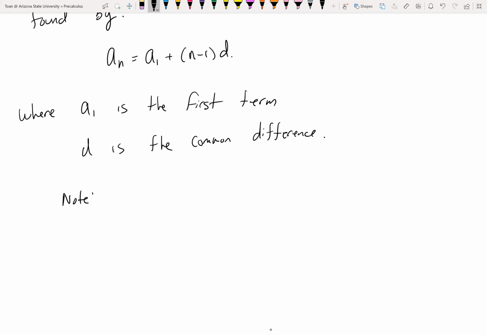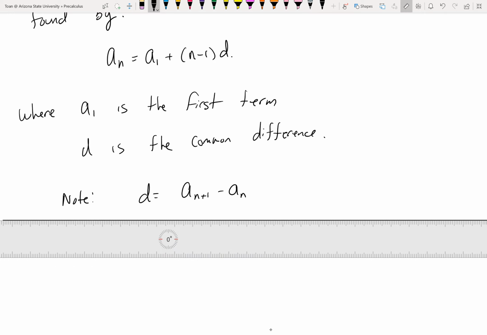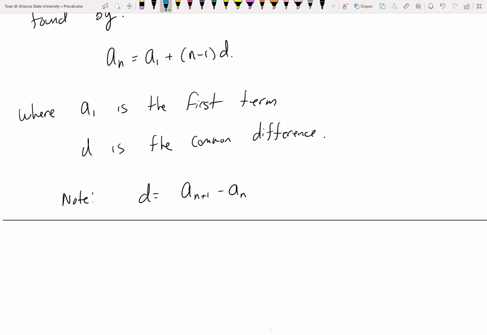Note, d is any two consecutive terms, but you take the latter term and you subtract the former term. For instance, you don't have to write this down, I'm going to erase it later. If you had a sequence like 2, 5, 8, 11, 14, to figure out the common difference, you just pick any two numbers, and it's always the later number minus the earlier number. So in this case, we know that d is 3 because 11 minus 8 is 3.